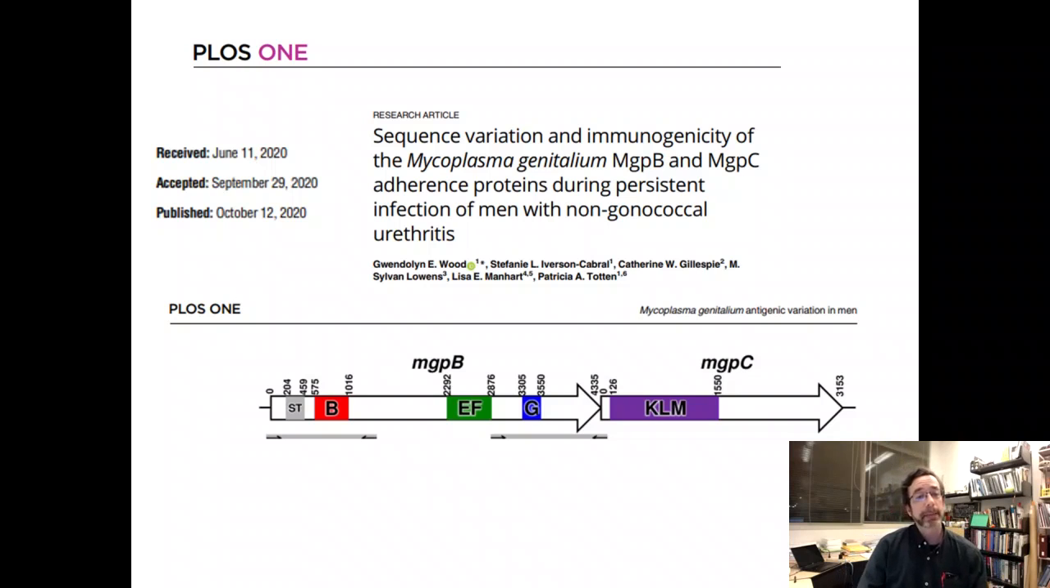Dr. Wood and her lab went, and you see that this was received pretty much as soon as the crystal structure came out. They started mapping their results onto the crystal structure. Here we have the same 3 variable regions from MGPB in the same 3 colors, red, green, and blue. And then we have the MGPC gene, which follows MGPB on the MG genome right there. That's what typically you do if you have 2 proteins that work together. The KLM region is shown in purple. So depending on which region, one day in the lab is going to get region B sequences, one is going to get region EF sequences, and one is going to get region KLM sequences.